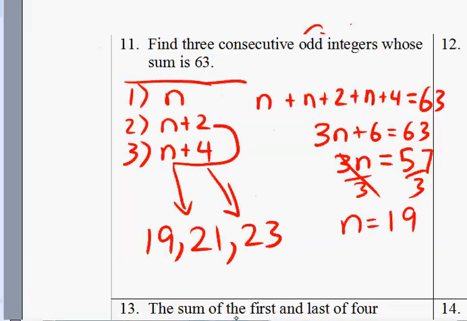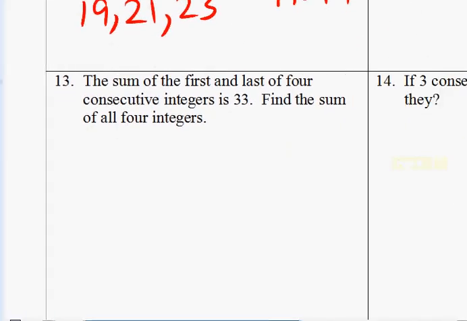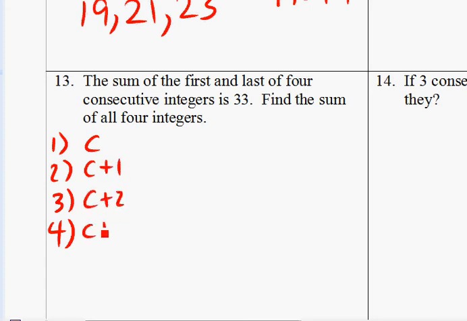Next, let's try this problem on the bottom here. Number 13. The sum of the first and the last of 4 consecutive integers is 33. Find the sum of all 4 numbers. Right? So this time we have 4 numbers. First number, let's make it a little different, let's make it C. Next one, because they're consecutive integers, must be C plus 1. Right? And C plus 2, C plus 3.